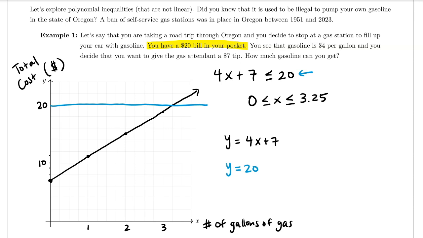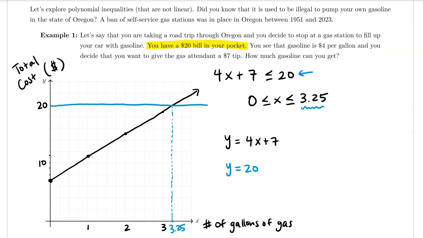And notice that the place where these two lines intersect, if I bring this down over to the x-axis, this value here is 3.25, where we expected it to be because we found that our upper limit for the number of gallons of gas we could purchase was 3.25.